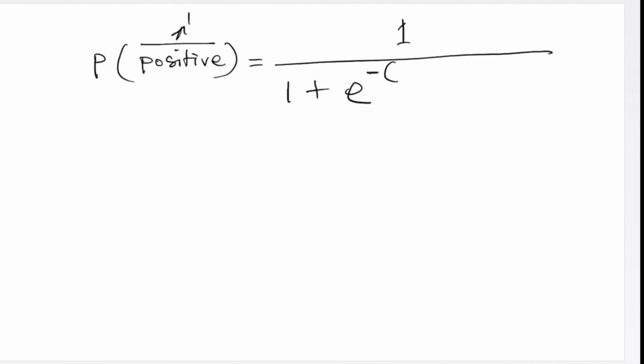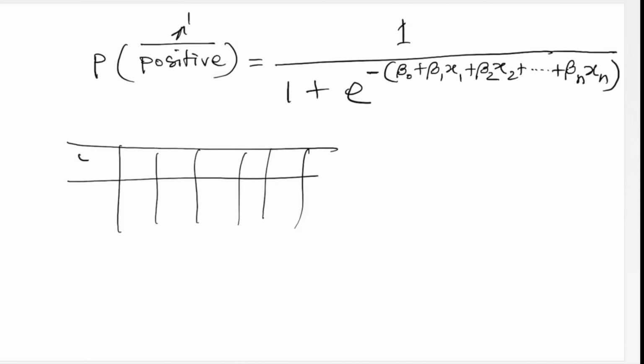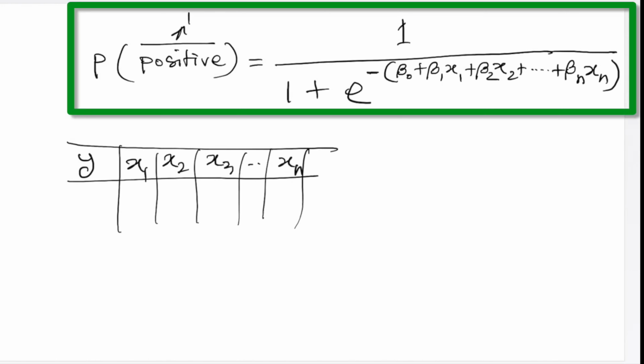If the linear regression model has many beta values, you will be able to incorporate all of them right here. So the general equation would be beta naught plus beta 1 x1 plus beta 2 x2 plus dot dot dot plus beta n xn. That means if your data has n plus 1 columns, then you will be using this particular equation.